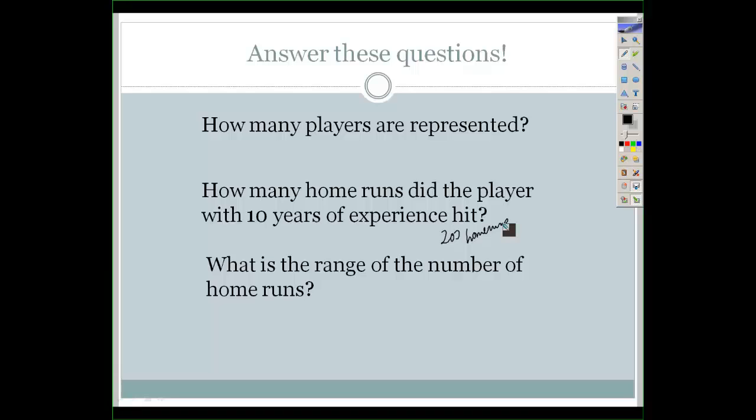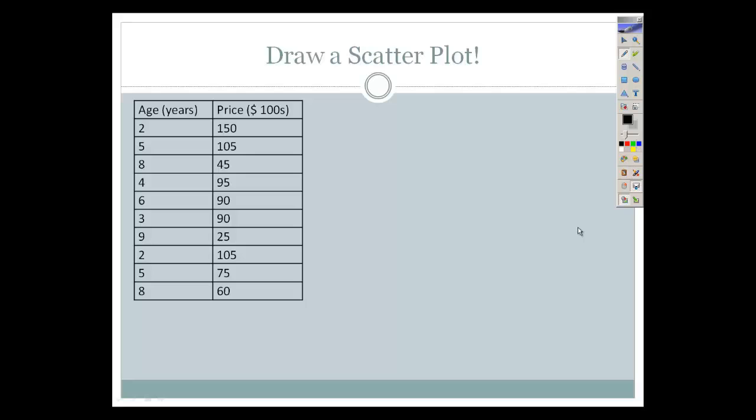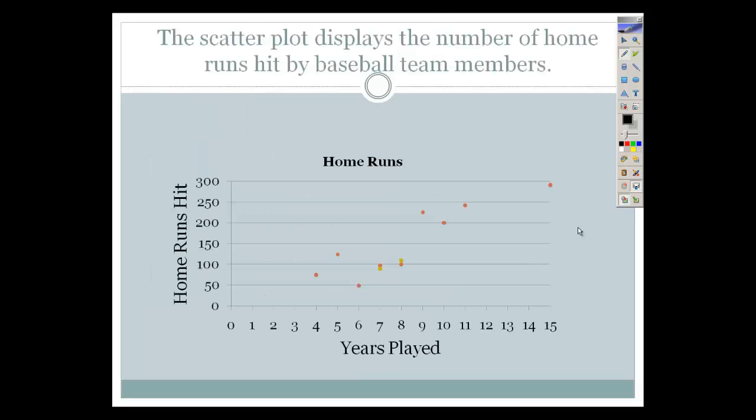And then finally, it wants to know what is the range of the number of home runs. Now this is a tricky question. We know what range is. We've dealt with it before. Okay, we know that range is the highest number minus the smallest number. It's the highest number minus the smallest number.